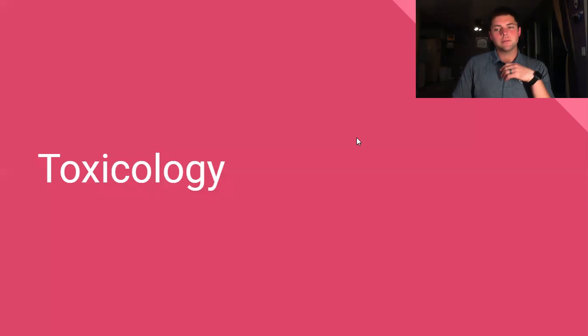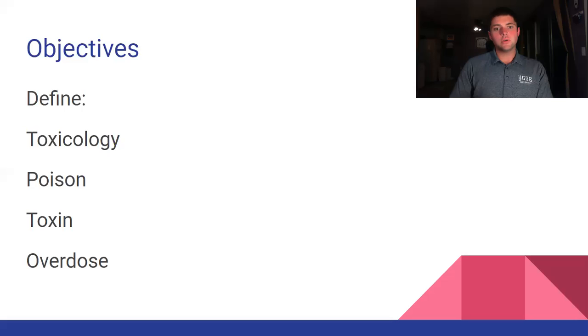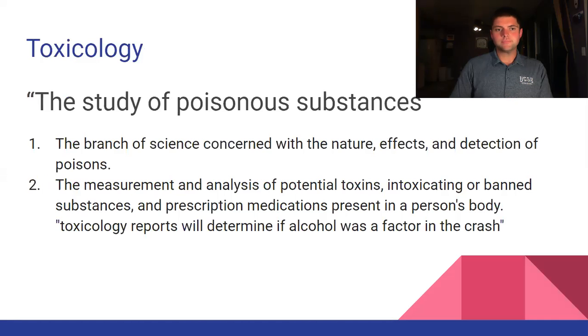Hi everyone, we're going to be talking about chapter 17, which is toxicology. So we're going to move into our objectives for this. We're going to define a few words. We've got toxicology, poison, toxin, and overdose. And all these are going to be helpful for understanding how these drugs interact with our body.